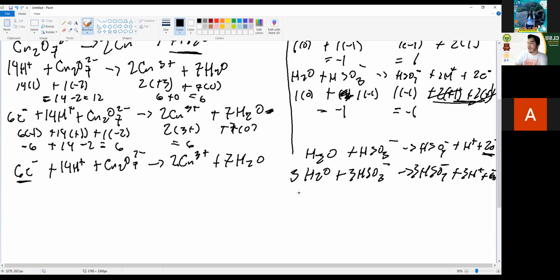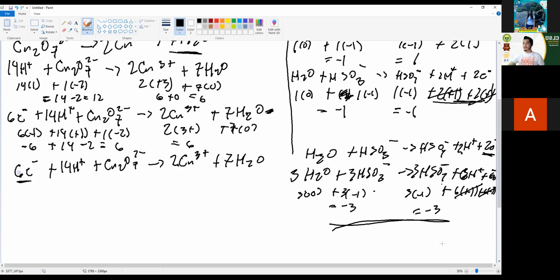Equal pa rin yan. So kasi 3 times 0 plus 3 times negative 1 equal sa negative 3. Sa side na to, 3 times negative 1. Ay, may 2 pala dito, sorry. So ito 6. Ayan. So plus 6 positive 1 plus 6 negative 1. So cancel, negative 3. So balance pa rin. Ayan. So ngayon, ano na gagawin natin? So ngayon, pagsasamahin na natin yung dalawang reaction.